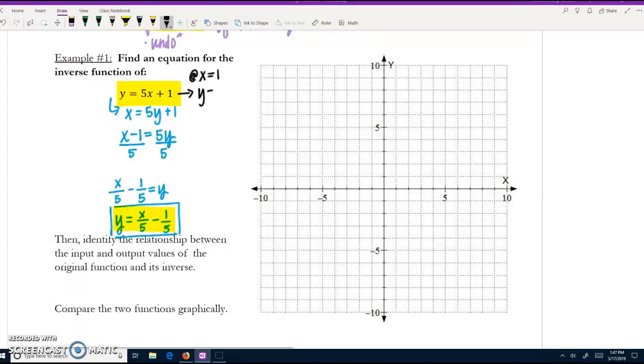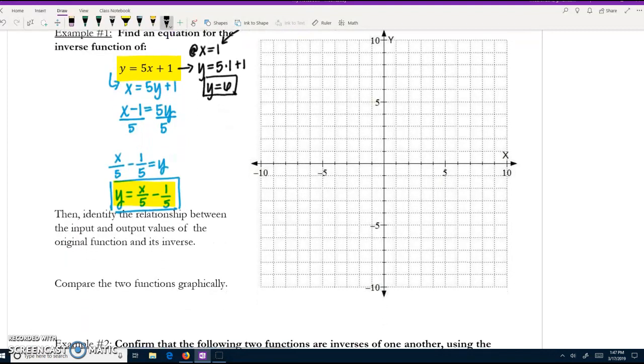So that's going to give us y is equal to 5 times 1 plus 1. 5 times 1 is 5 plus 1 is 6. So our y value is 6. So the way I can check that my function is its inverse is if I plug 6 in down here, it's going to get me back to where I started at x equals 1.